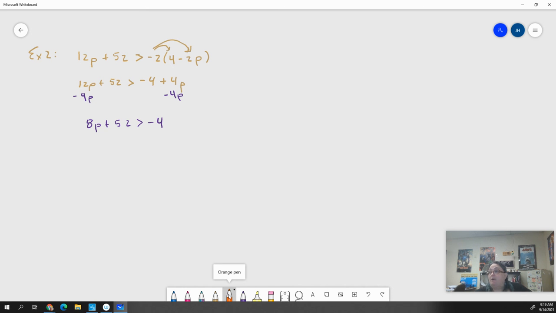So now we are going to subtract 52. And I'm going to wind up with 8p is greater than -56. And the only thing we have left is that p is being multiplied times 8. So I'm going to divide by 8 and divide by 8. And I'm not going to get a pretty number. I'm going to have p is greater than -56 over 8.